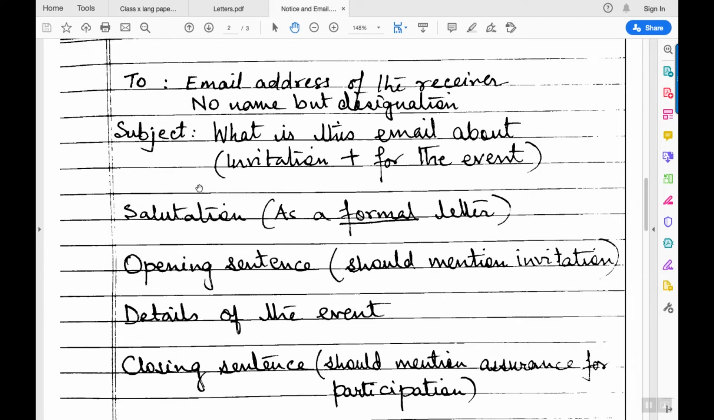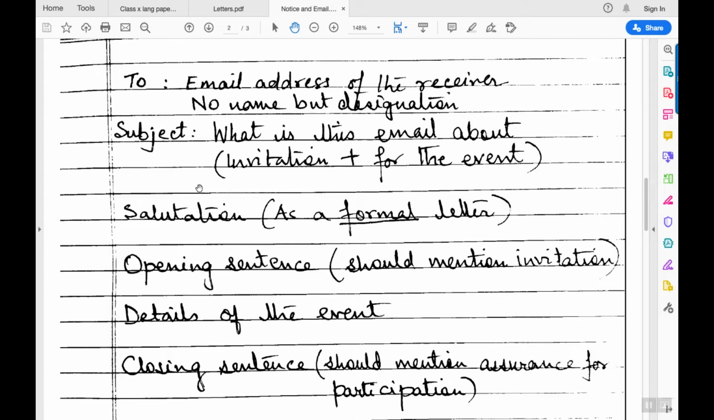Subject. What is this email about? The email is not about the inter-school football tournament. It is an invitation to the event. So it will be invitation to be the guest of honor in the inter-school football tournament. Many of you have written only inter-school football tournament, or just football tournament, or just invitation. You are going to lose marks for this.